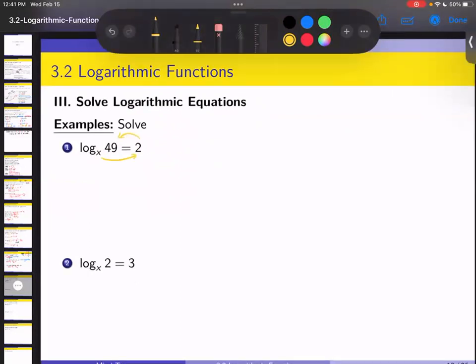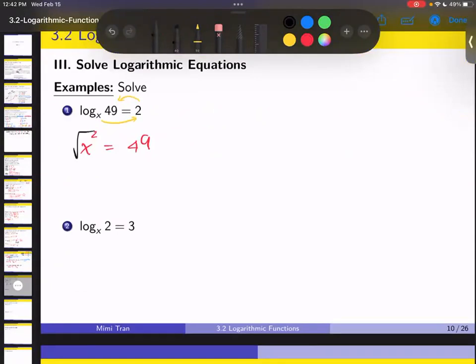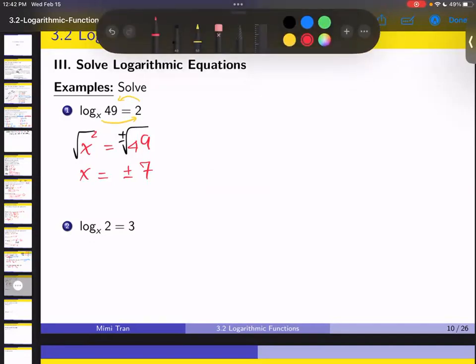So use a little tornado arrow. I have x squared equals 49. Square root both sides, plus and minus. x equals plus or minus 7. Am I done here? Can I box my answer? This implies either x equals positive 7 or x equals negative 7.